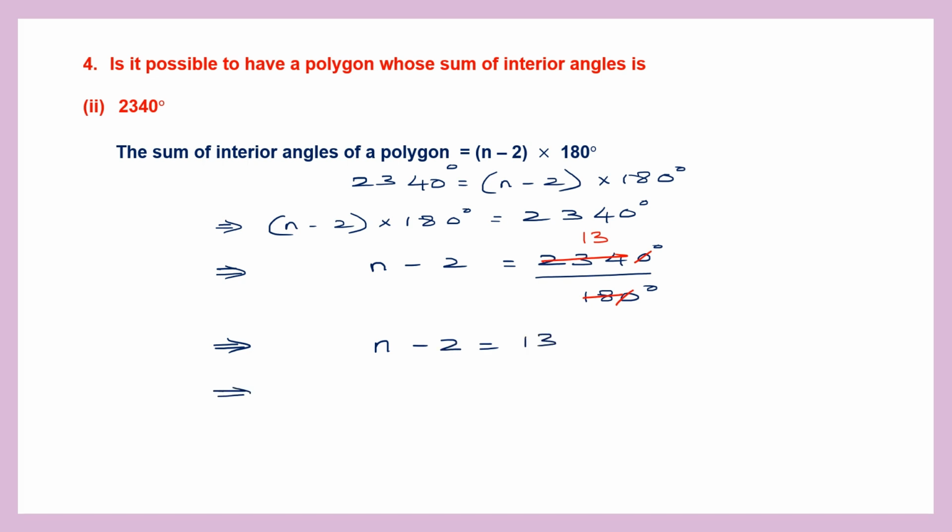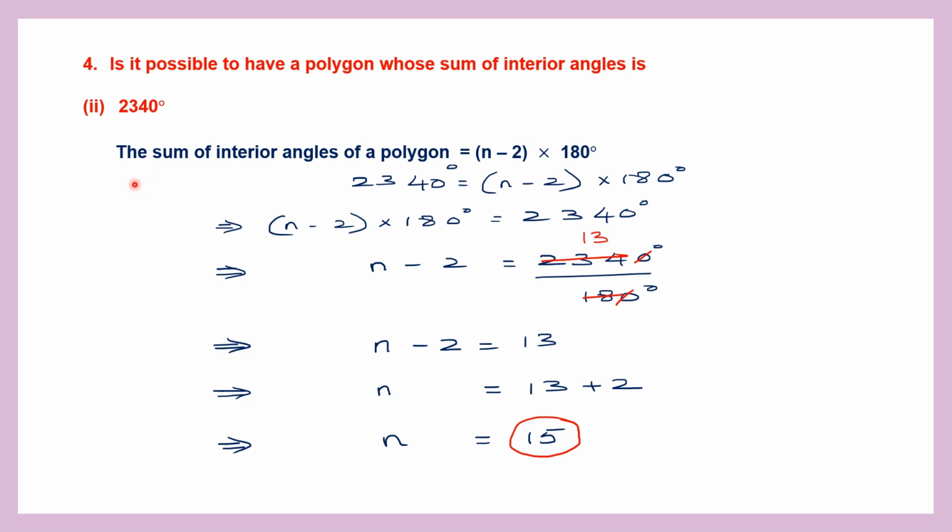Now I can find the value of n. n is equal to 13 plus 2. I have transposed this minus 2 to the right hand side. It has become plus 2. So now the value of n is 13 plus 2, which is 15. And this is a whole number. That means this polygon has 15 sides. So this answer is yes. It is possible to have a polygon whose sum of interior angles is 2340.